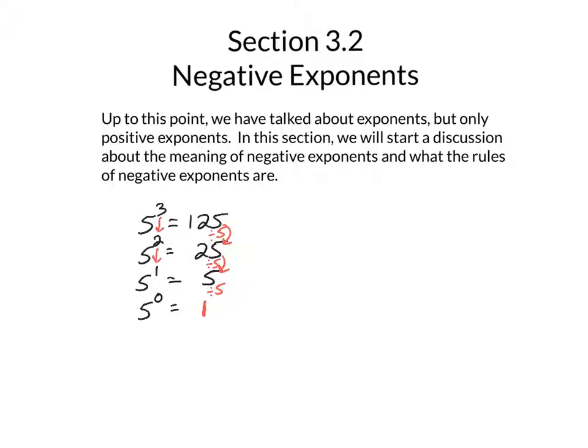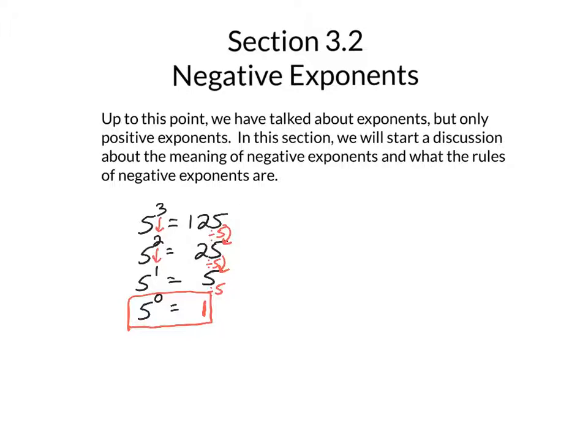As a matter of fact, because of this pattern, it doesn't matter, anything to the 0 power is equal to 1. I have 5 to the 0 power is equal to 1, but 6 to the 0 power is equal to 1, 3 to the 0 power is equal to 1. Anything to the 0 power is equal to 1. But let's continue this pattern just a little bit more.